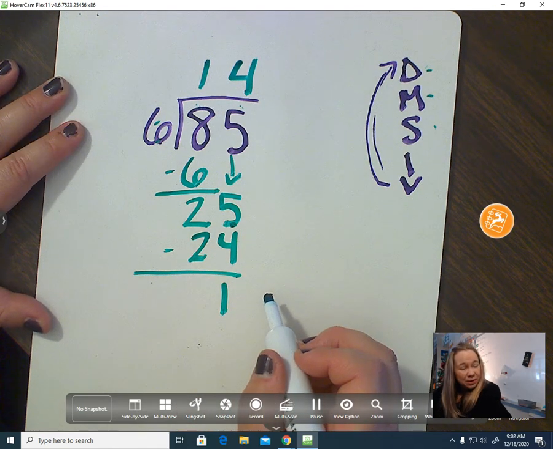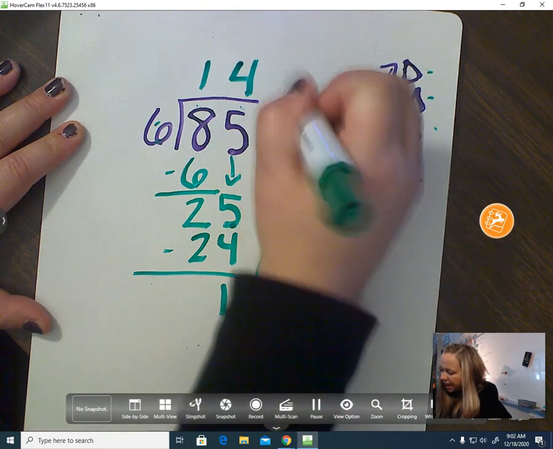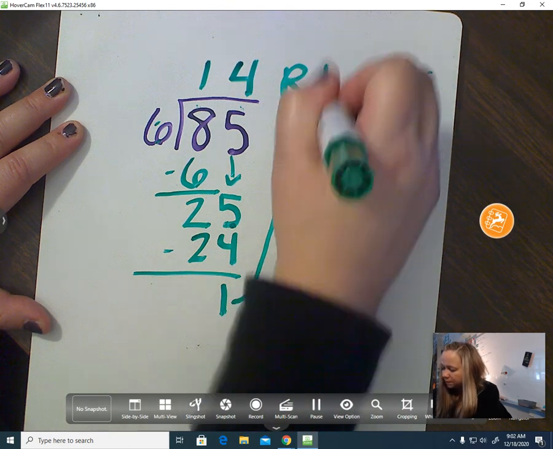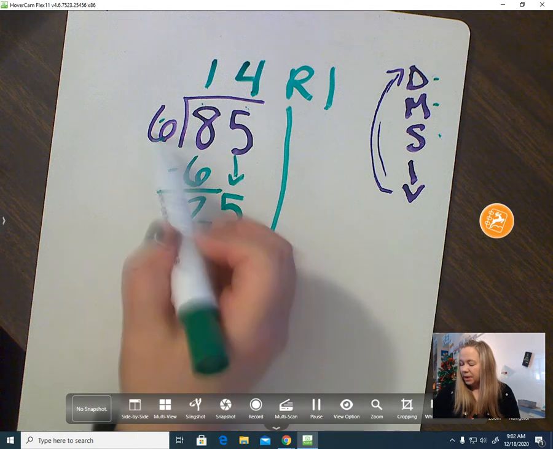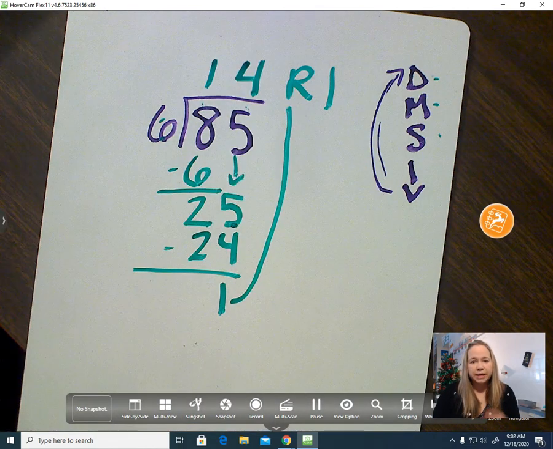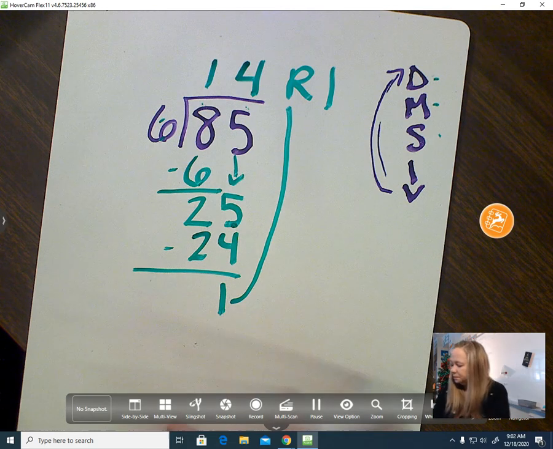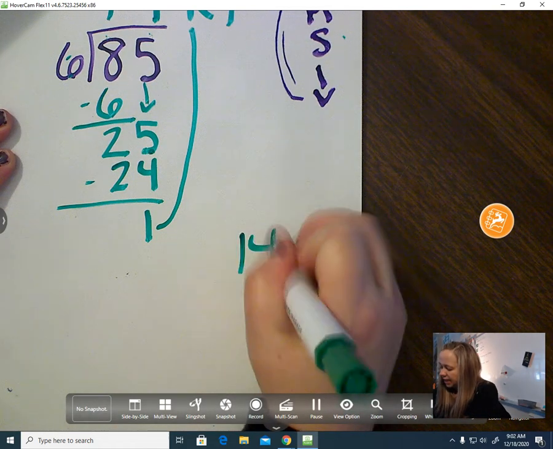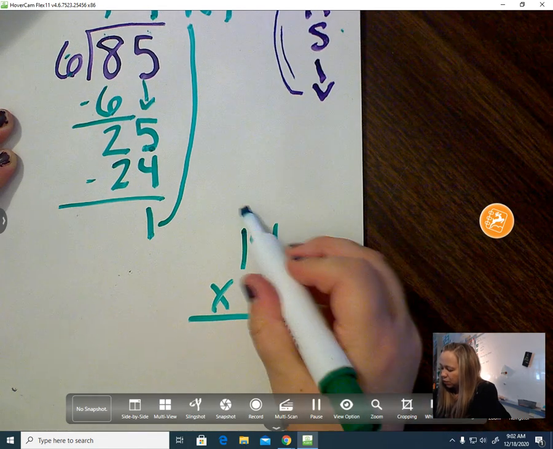So at the end of my division, if there's nothing to bring down, I actually bring this up, and that is my remainder 1. So y'all been asking me, what does that R mean? There you go. It's what's left over. It's the remainder. So 85 divided by 6 is 14, remainder 1. Now, if I wanted to use multiplication to check, I would do 14 times 6. Let's see what that equals. Well, 4 times 6 is 24.